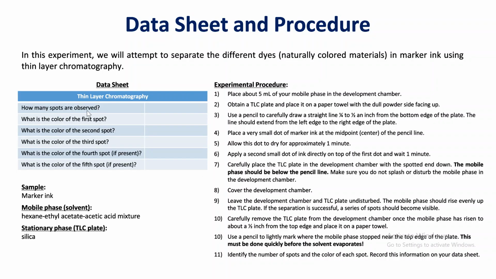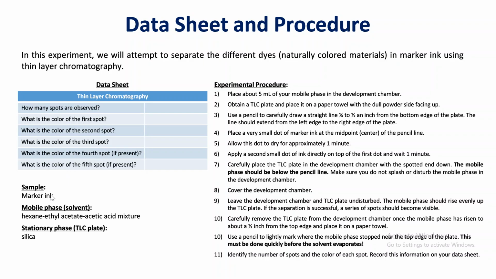How many spots did you see? What was the color of the first spot? What was the color of the second spot? And what's the color of the third spot? If you see a fourth spot, write down the color of that spot. And also, if you see a fifth spot, make sure to note the color.